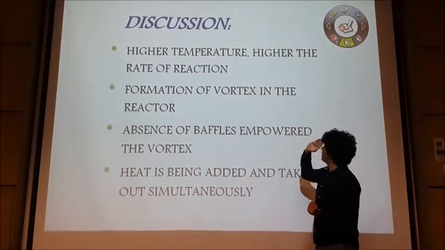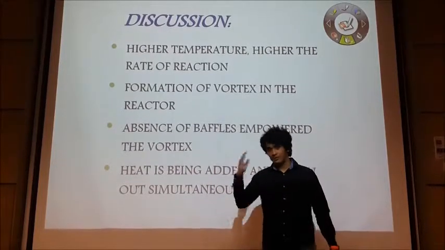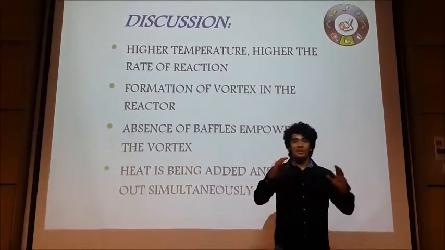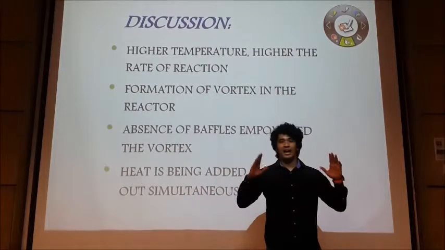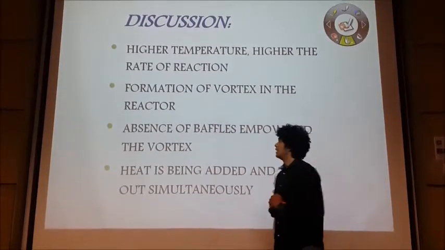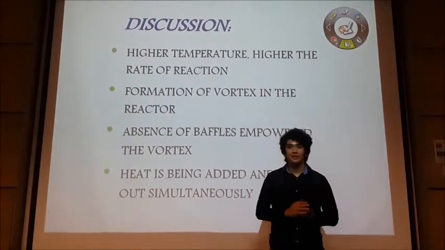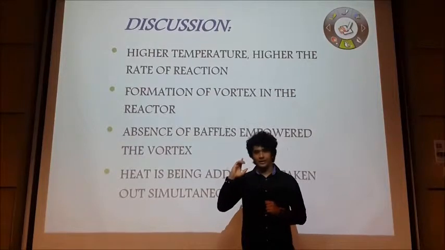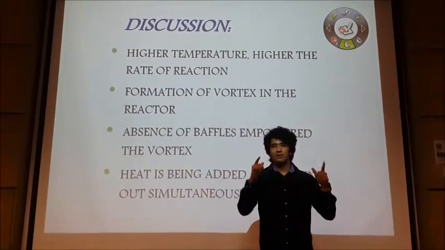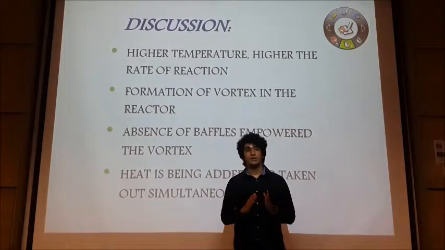Same case goes over here. The higher the temperature, the higher the rate of reaction. For our case, the saponification rate. We discovered the saponification was higher when we used a higher temperature. So, let's move on. The formation of the vortex in the reactor played a role in our rate of reaction. It gave a negative value actually. It made our rate of reaction longer.